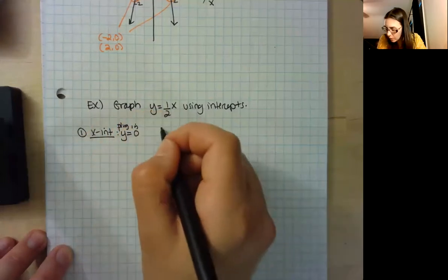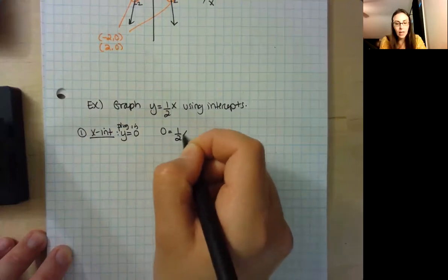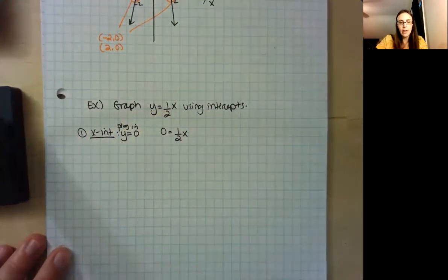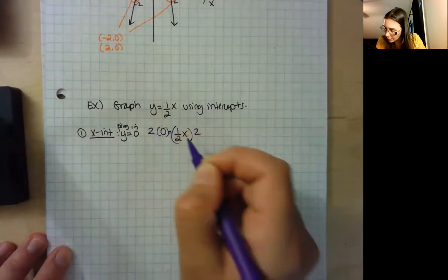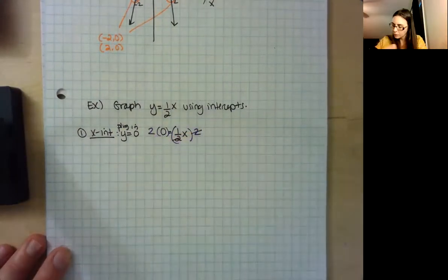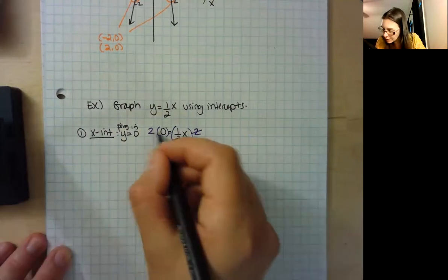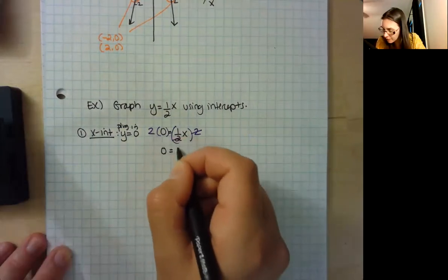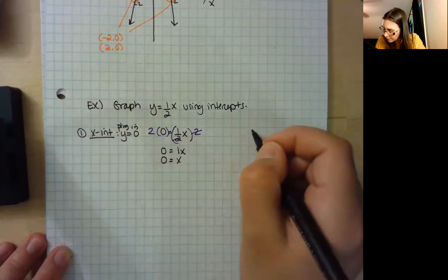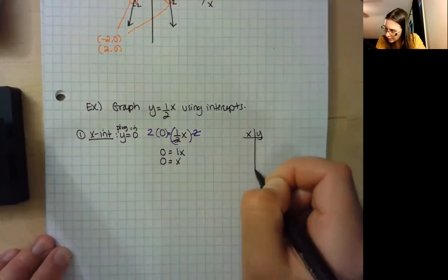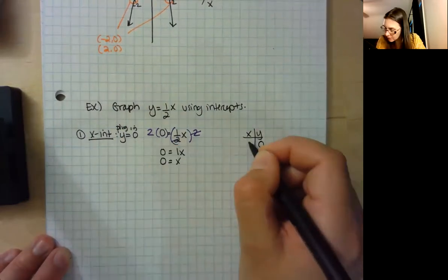So I have 0 equals 1/2 x. Now think about how you solve this, right? I can use my fraction technique here. So I can multiply both sides by the denominator, which is 2. That will get that to cancel out. 2 times 0 is 0, and then I just have a 1x left, and 1 times x is just x. So I do have my other value here. So in this case, my y is 0 and my x is 0.